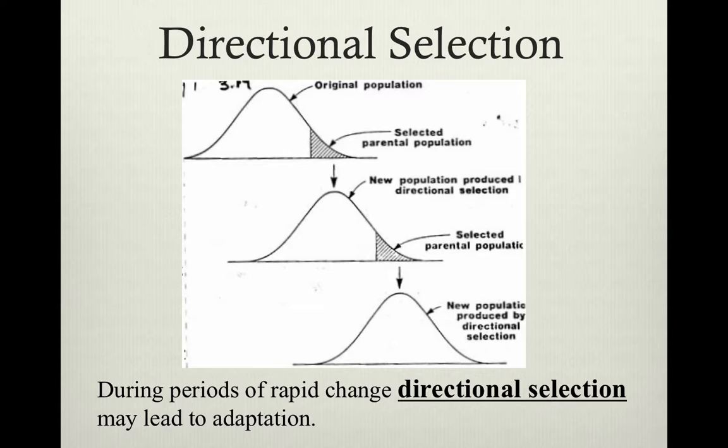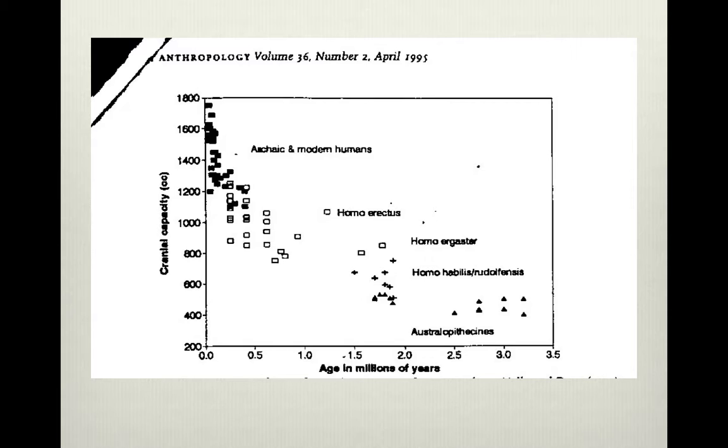And so this has certainly been reflected across hominin evolution. We've gotten larger and larger brain sizes over the course of hominin evolution. And we've also seen a shift in stature and body size over the course of hominin evolution. So here's a graph that reflects this shift in brain size.